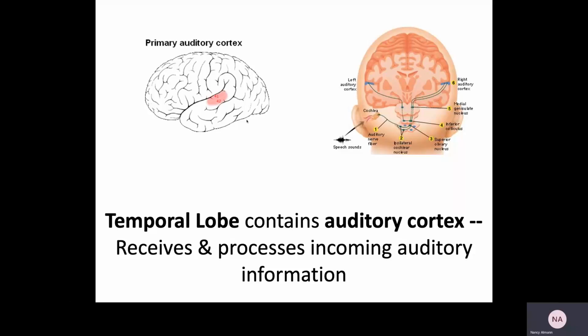The same is true for vision. Some of the information coming in from your right eye will be processed on the left side of your occipital lobe. Some will be processed on the right side, some will be processed on the left. The same is true of your left eye. Some of the visual information will be processed on the left side, some will be processed on the right side.